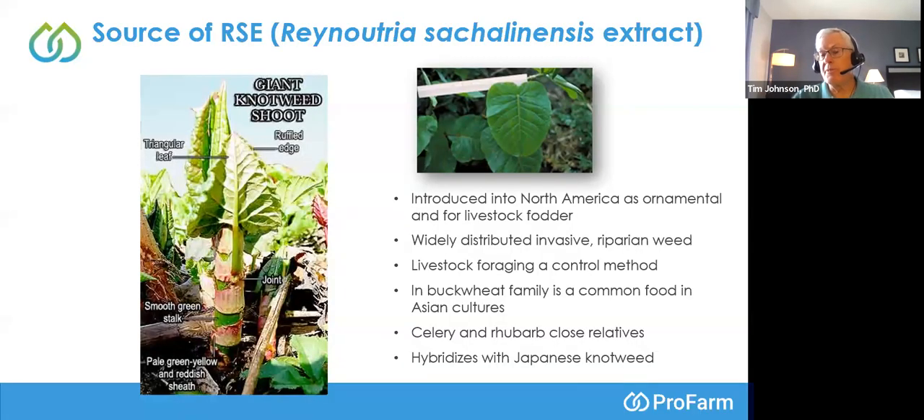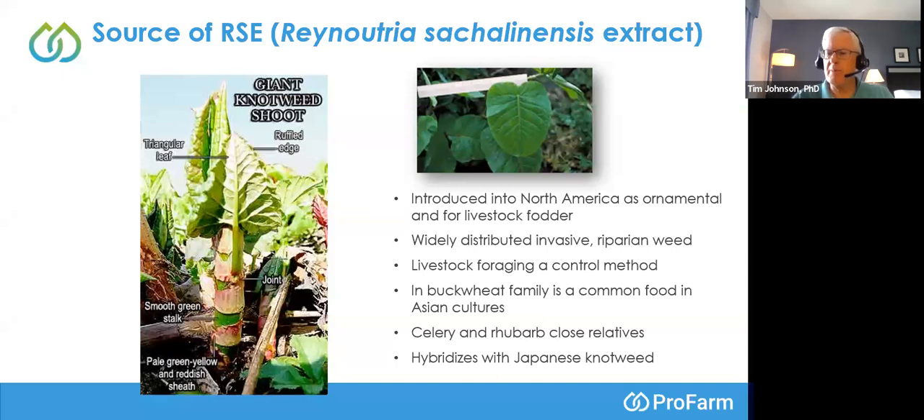So let's talk a little bit about the active ingredient in Regalia and Pacesetter, Reynoutria sachalinensis. This is a plant extract. This weed is native to Western Asia, or East Asia, excuse me. It is commonly found in North America. Originally it was introduced as livestock fodder, and like most introductions, things got out of hand. So it's a pretty widely distributed invasive species on riparian habitats.